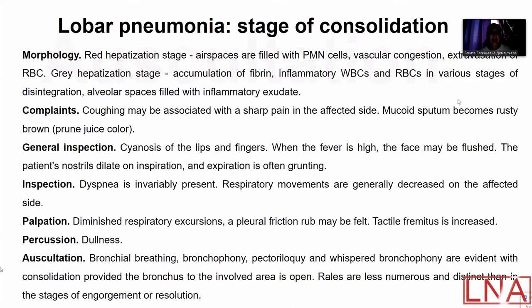During palpation, we can determine decreased respiratory excursion and the pleural friction rub, and tactile fremitus, or voice trembling, is increased. Percussion: above the zone of lesion, we can determine dullness of the clear pulmonary sound or closer to the femoral sound. And during auscultation, bronchial breathing and bronchophony are evident with consolidation, because the bronchus to the involved areas is open, and rales are less numerous and distinct than in the stage of resolution. That is the stage of consolidation of lobar pneumonia.